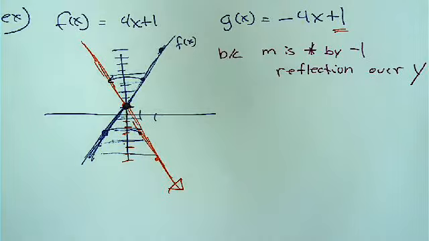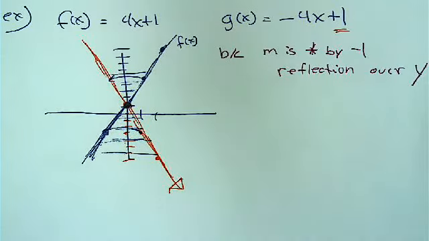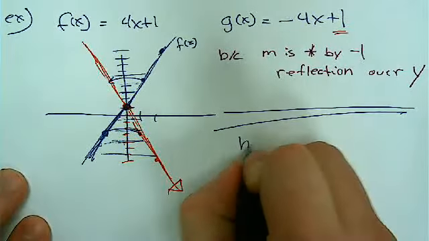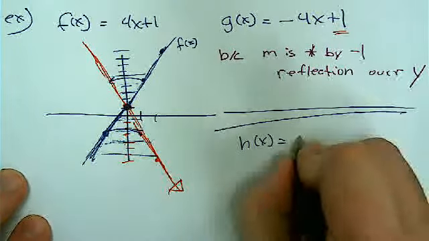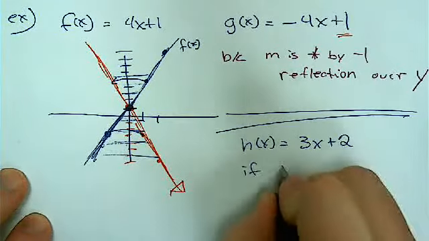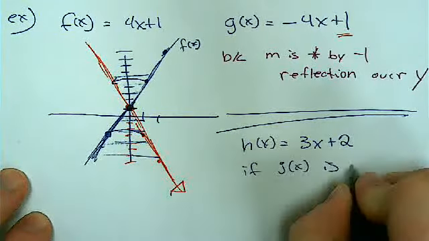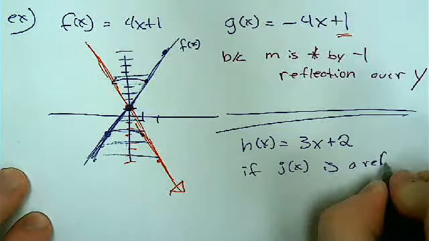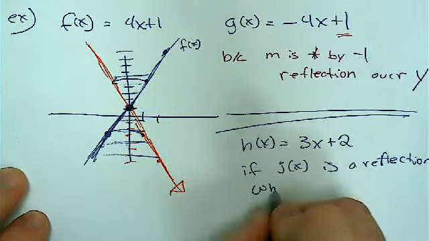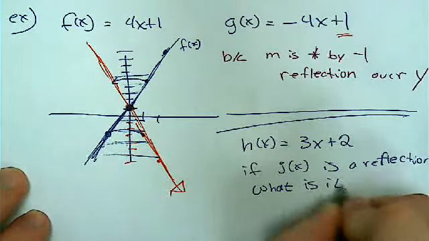What's interesting, I noticed looking through your homework tonight, the problems like these actually don't so much say here are two functions to compare them. What they're more likely to say is here's h of x. If j of x is a reflection, what is it?